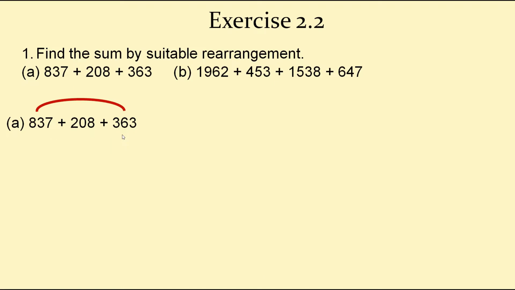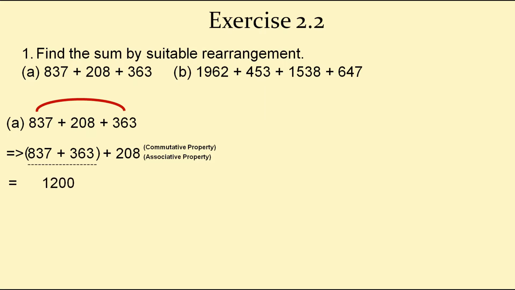First we will arrange the places with the help of commutative property. Now let's make the group by using associative property. Now 837 plus 363 is equal to 1200. Now let's add this remaining number, that is 208. We will get the answer as 1408.